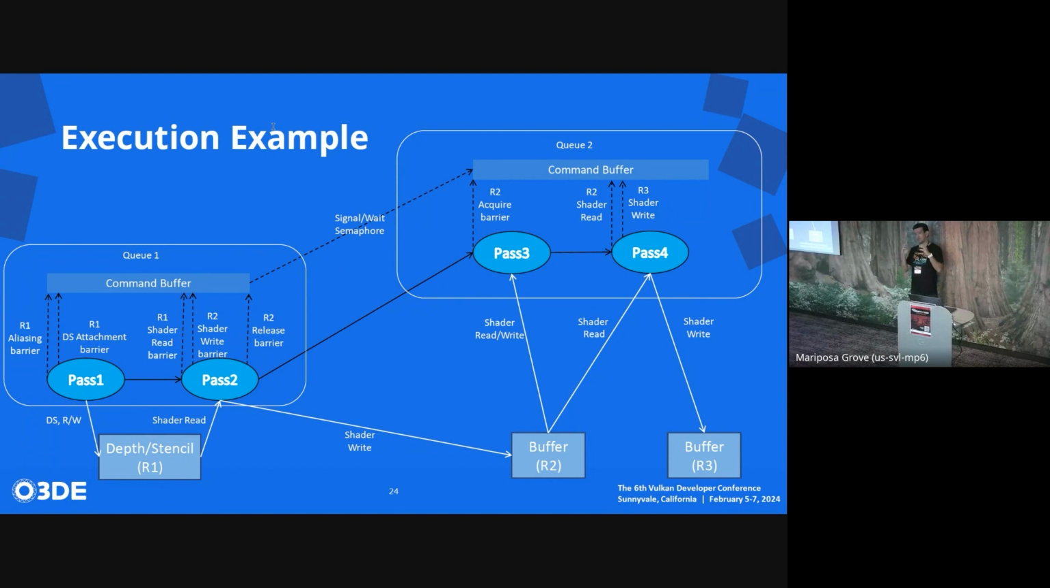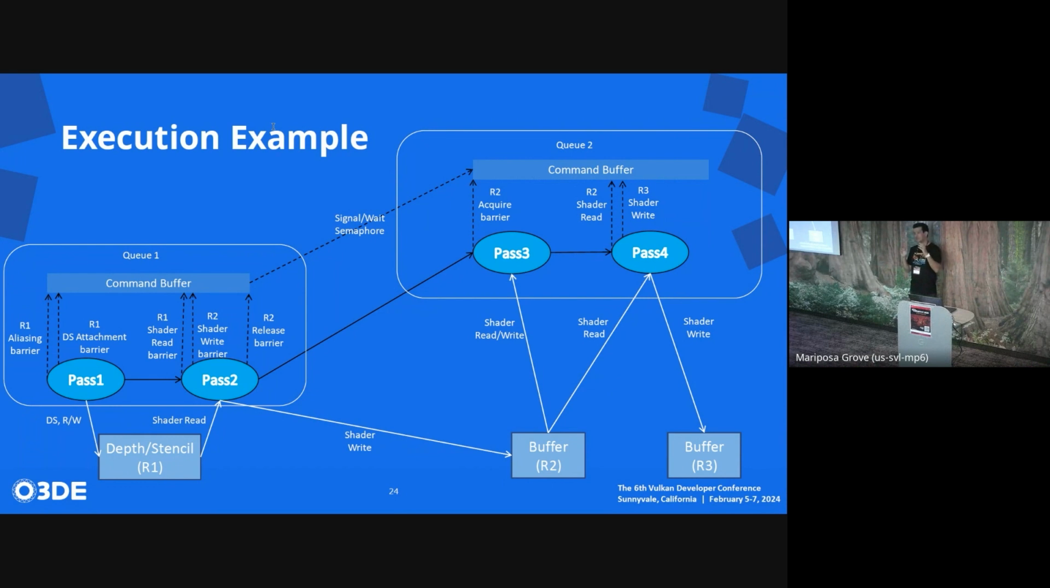At the end of pass 2, there's going to be an ownership transfer. So pass 2 is going to record a release barrier for that resource 2. And the semaphore that's going to signal the end of work is going to be added when submitting the command buffer into Q1. Then comes the turn of pass 3.